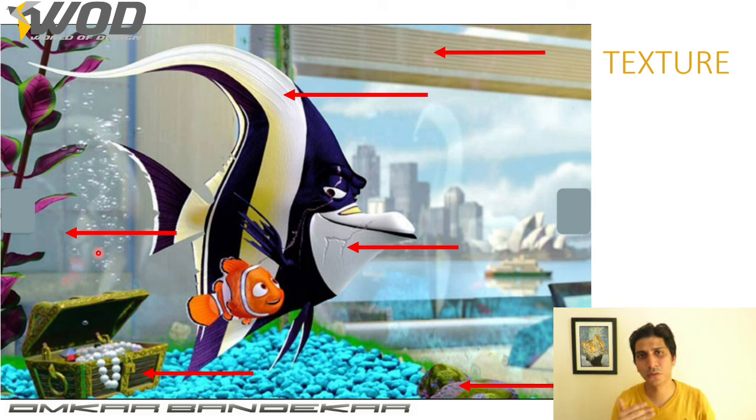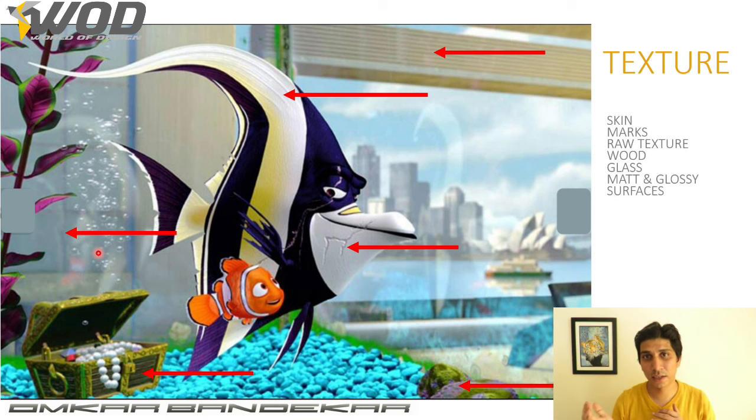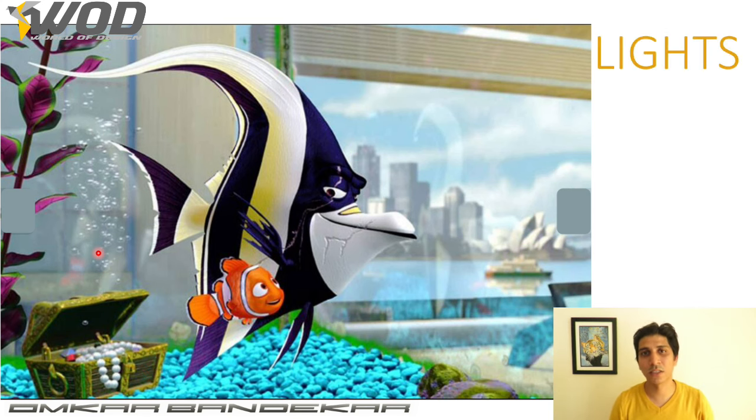So like that, you have to observe texture also, and it will help you bring it into your artwork. If you observe the texture closely, then you can understand what you have to draw and what you have to bring into your art. So we will go to the next parameter, which is called lights.